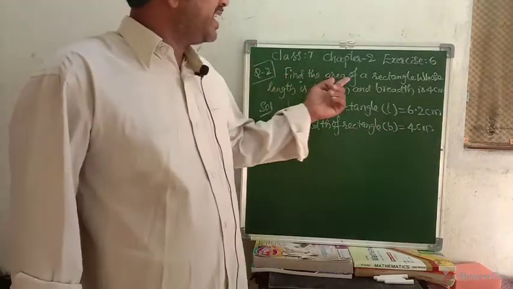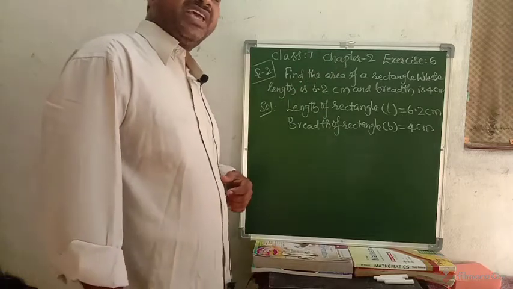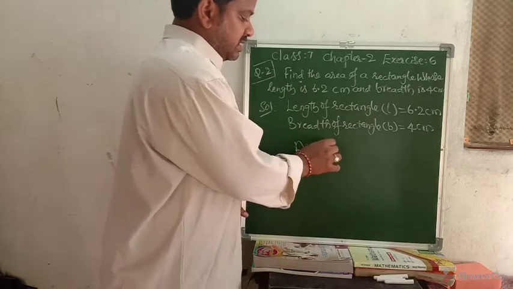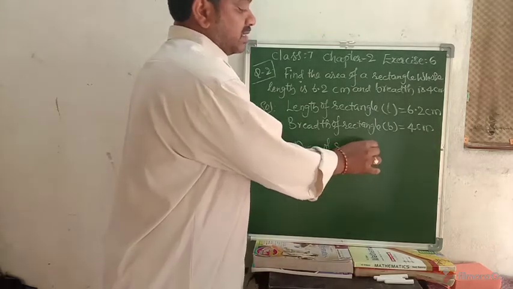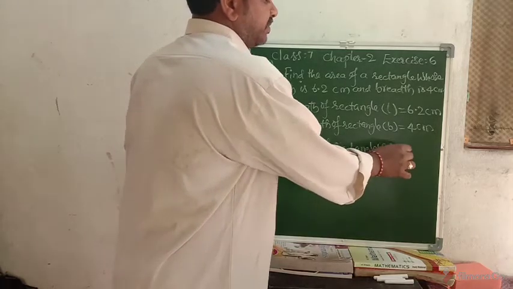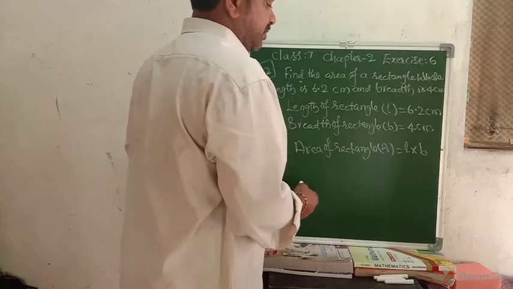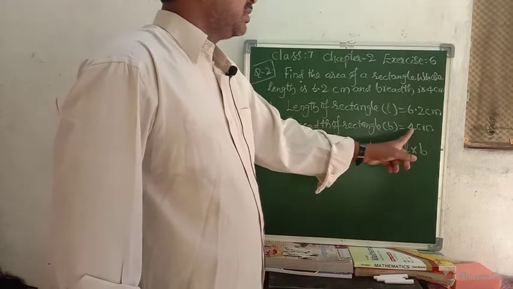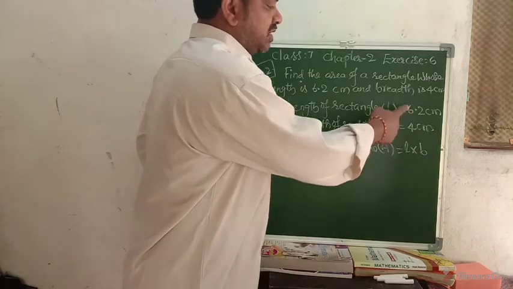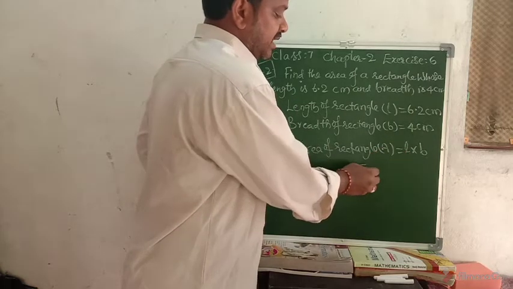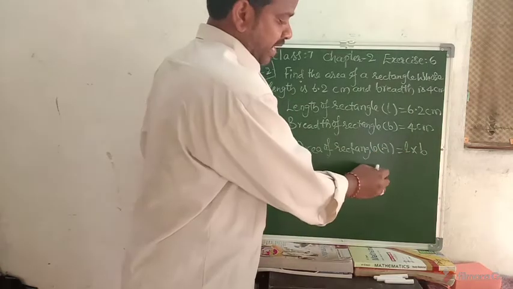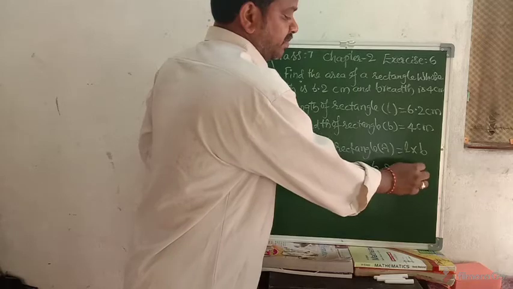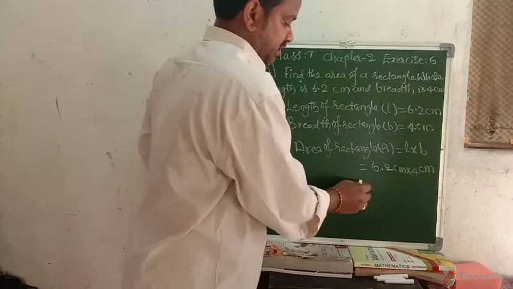So he is asking us to find the area. You know the area of the rectangle is A is equal to length into breadth. So instead of length we use 6.2 centimeters and instead of B we take 4 centimeters. Substitute these two values in this formula to find the area of the rectangle.